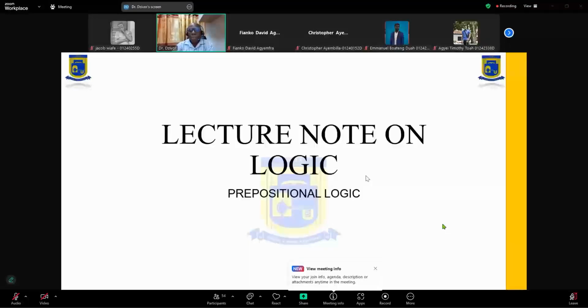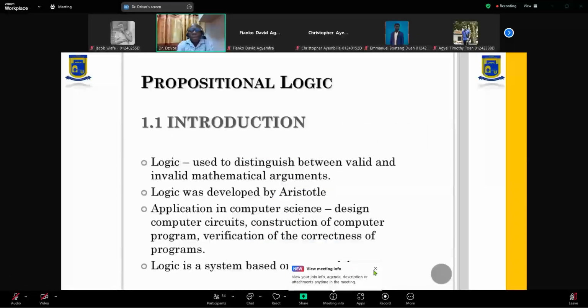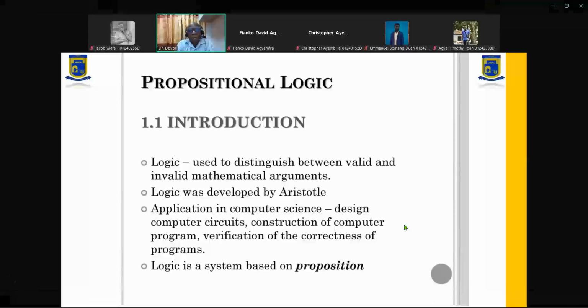We are looking at propositional logic. When we talk of logic, basically, we are looking at the uses of logic. Logic is used to distinguish between valid and invalid mathematical arguments.